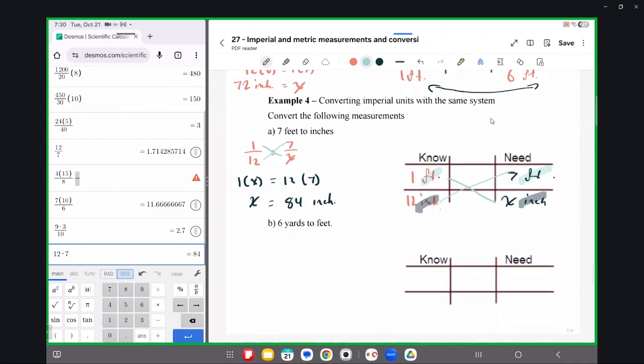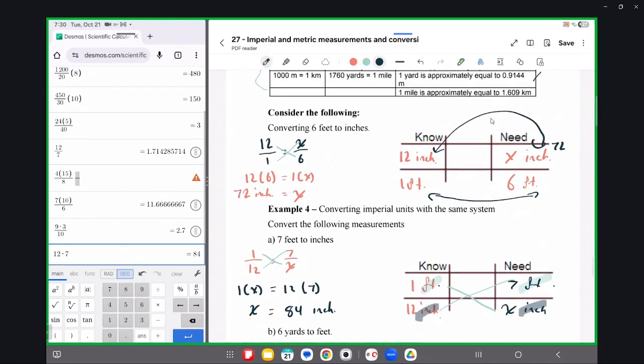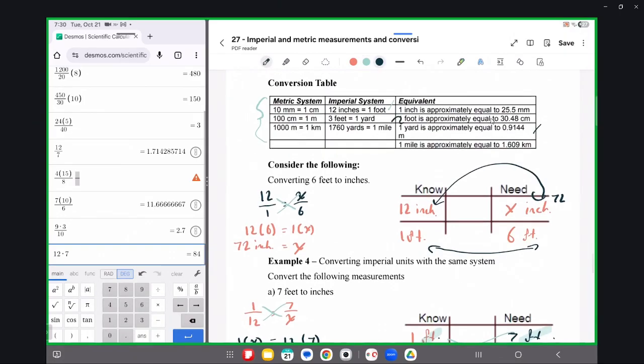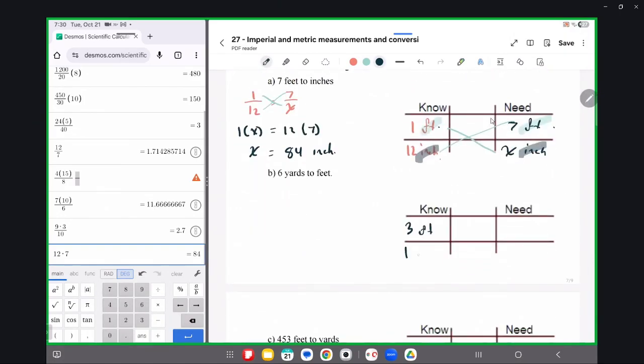Okay, what about 6 yards to feet? Well, I know that there are 3 feet in 1 yard. So we know there are 3 feet in 1 yard. And we want to know how many feet there are in 6 yards.